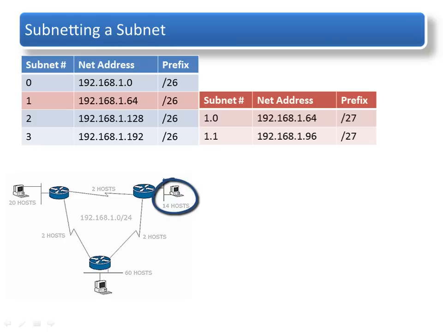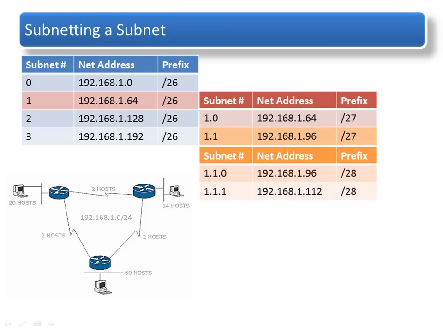Once again, I could assign this to subnet 2, but I would waste 48 host addresses. I could also assign this group to the newly formed 1.1 subnet, but I would be wasting an additional 16 host addresses. Since I am using VLSM, I will subnet 1.1 again. Borrowing one more bit from the host, I will split subnet 1.1 into two equal subnets, each 16 hosts wide.